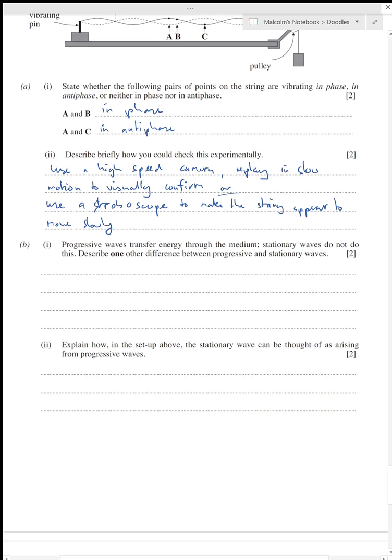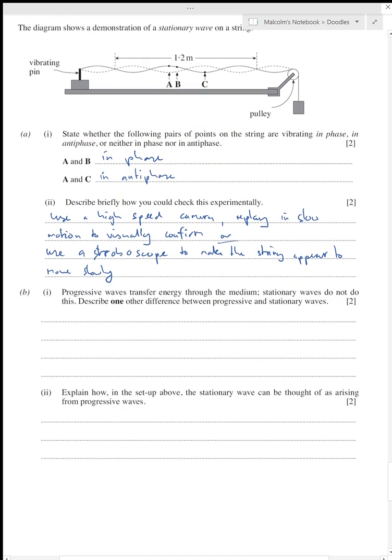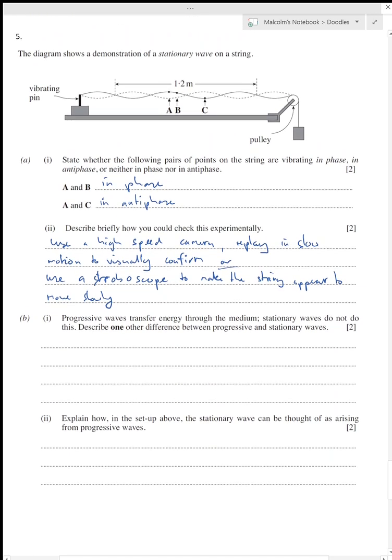Part B, progressive waves transfer energy through the medium, stationary waves do not. Describe one other difference. The key difference between a stationary wave and a progressive wave is about the amplitude. If we look at our stationary wave here, points A and B are oscillating in phase, but with different amplitude. So the amplitude varies along the wave. At the nodes, the amplitude is 0, and at the antinodes, the amplitude is a maximum, and it gradually varies in between. Progressive waves have the same amplitude at all points. So that is going to be the difference that I will suggest.